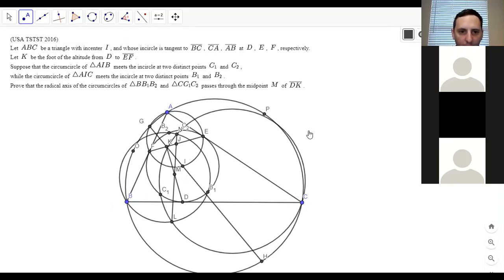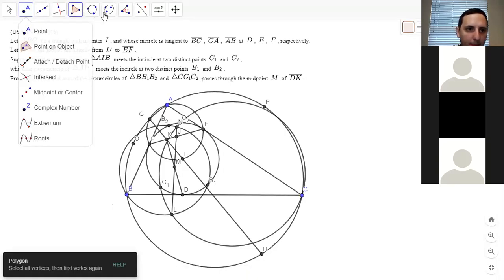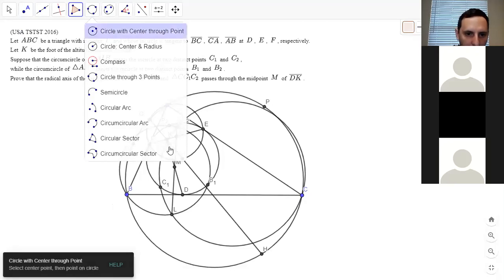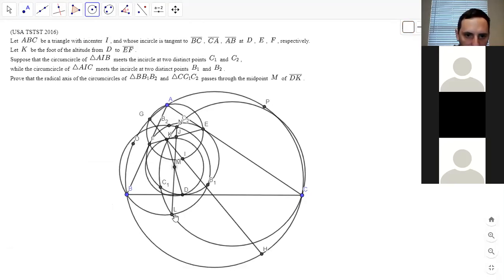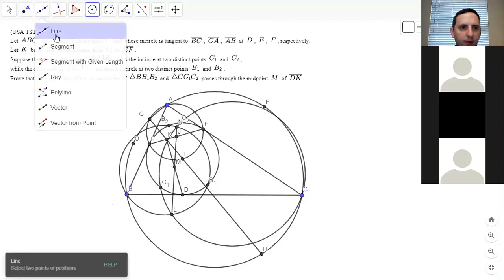Is M, sorry, I never answered your question on if M is the midpoint of their common chord. Let me check. It looks, no, M is not the midpoint of their common chord. Is B1, B2, C1, C2, and J seem collinear.